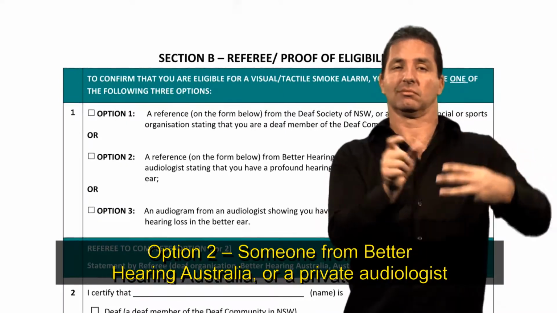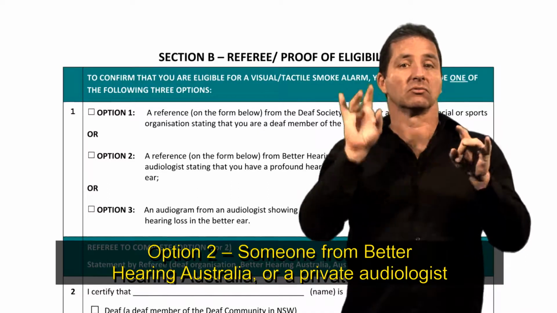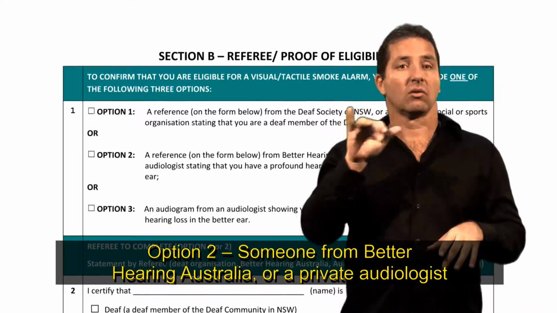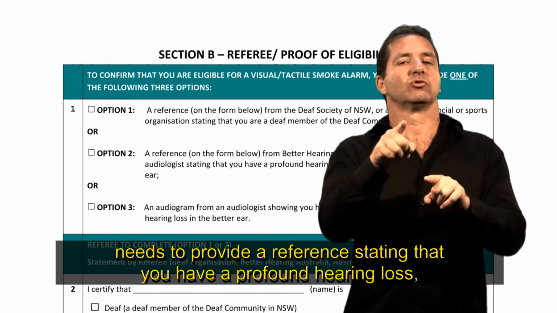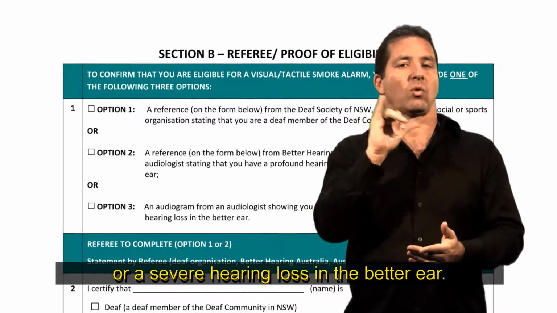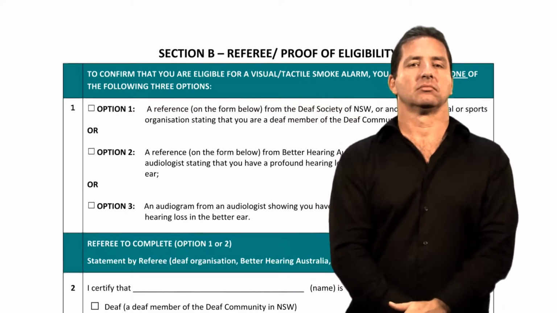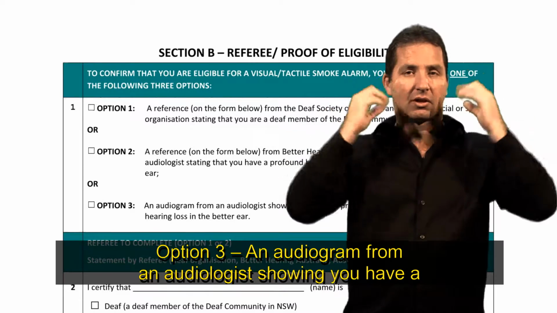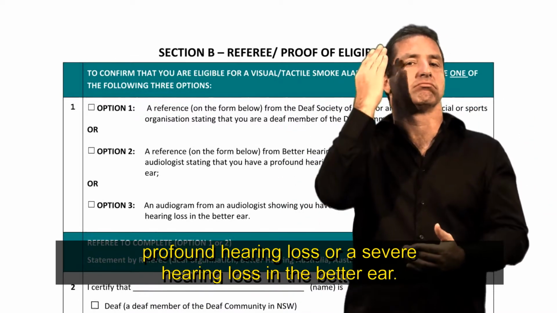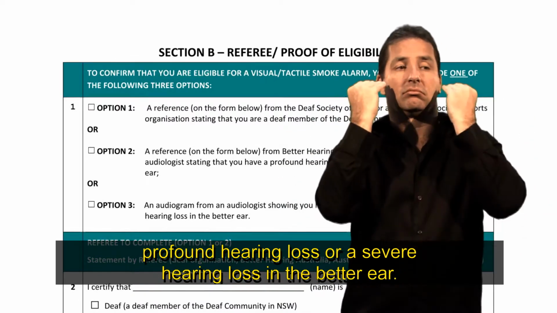Option 2. Someone from Better Hearing Australia, Australian Hearing, or a private audiologist needs to provide a reference stating that you have a profound hearing loss or a severe hearing loss in the better ear. Option 3. An audiogram from an audiologist showing you have a profound hearing loss or a severe hearing loss in the better ear.